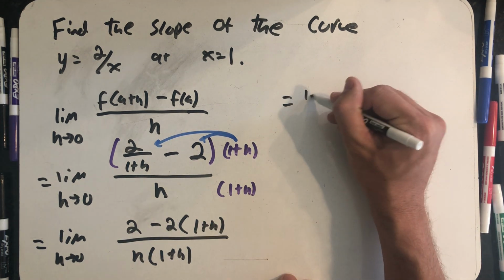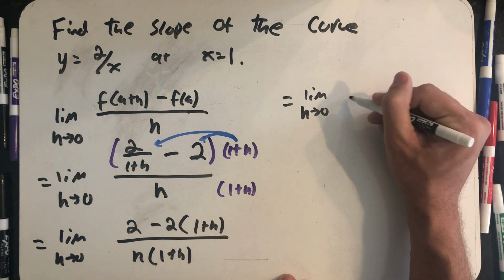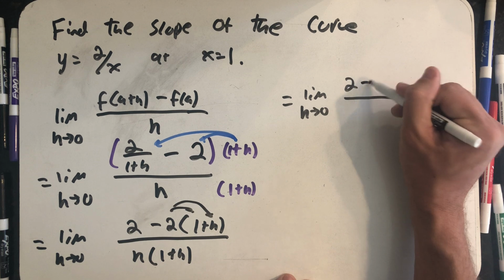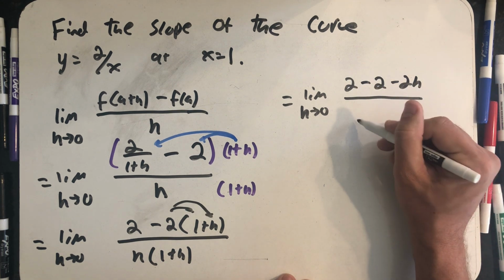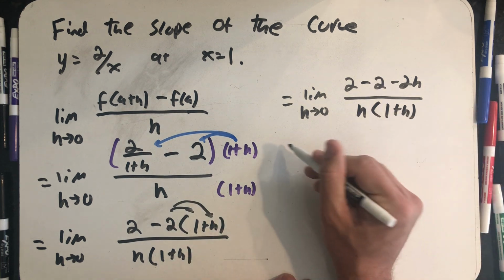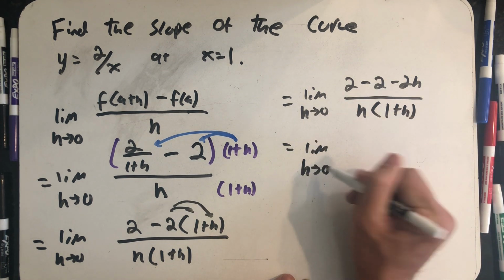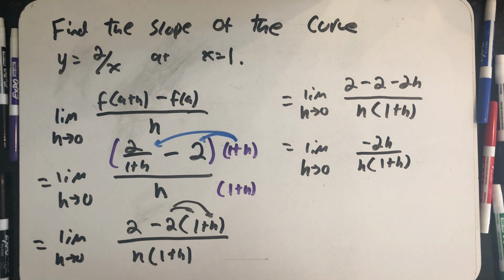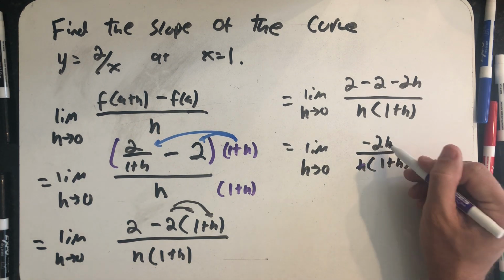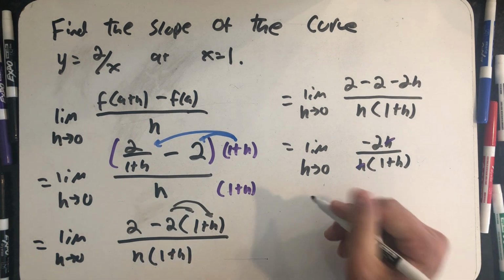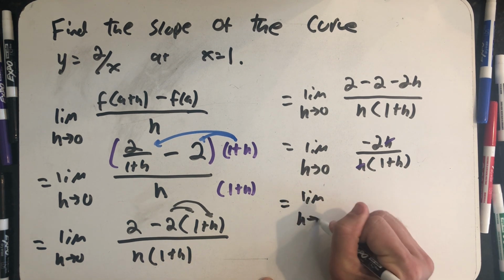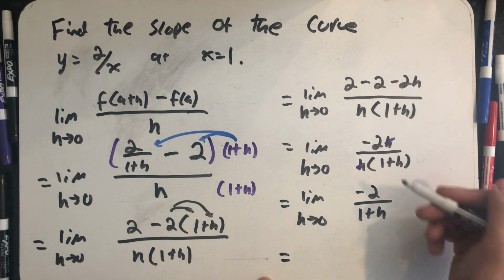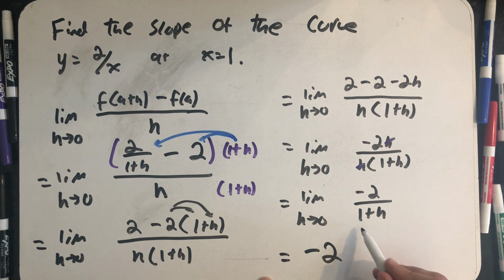All right, so just continuing up here, I have a limit as h approaches 0. On the top, I need to distribute 2 minus 2h. All right, continuing on, I see that those 2's cancel here. I have minus 2h over h times 1 plus h. And here's that most important moment where I get to cancel an h out of both places. That was what was keeping me from evaluating this limit. So now I have minus 2 over 1 plus h, and I can evaluate this limit now. I'll get a minus 2 over 1 is minus 2.